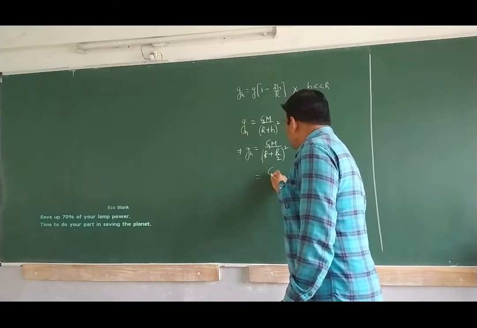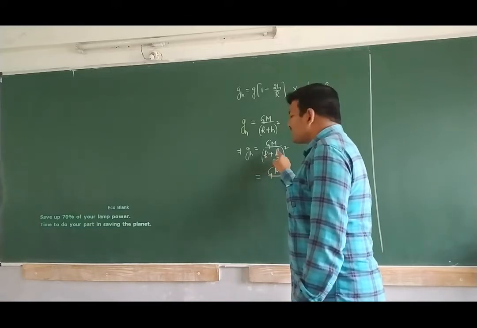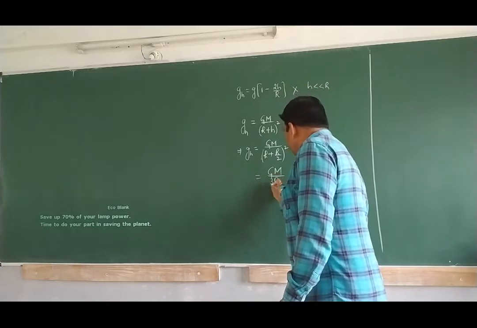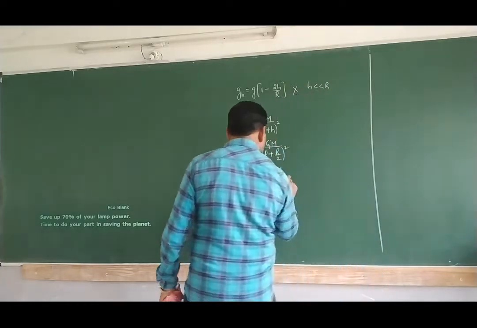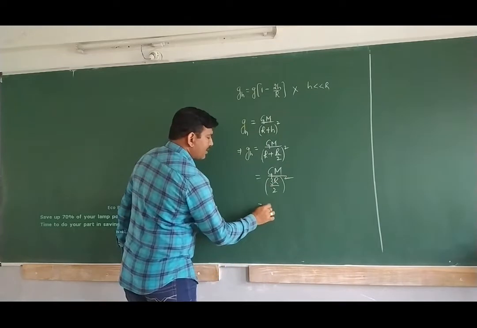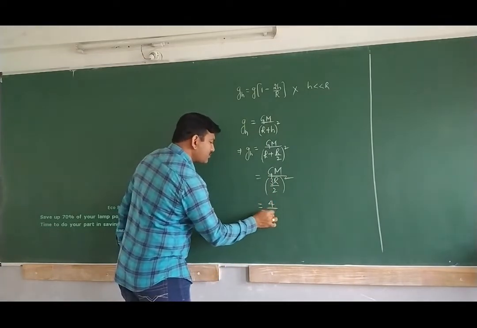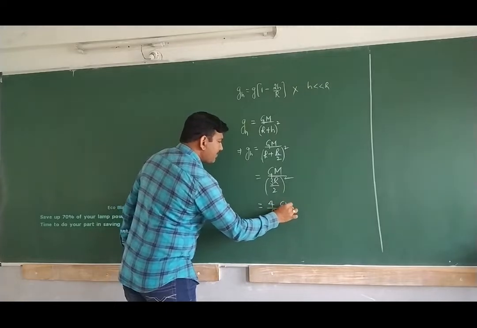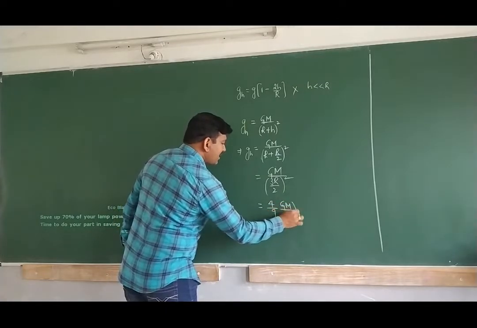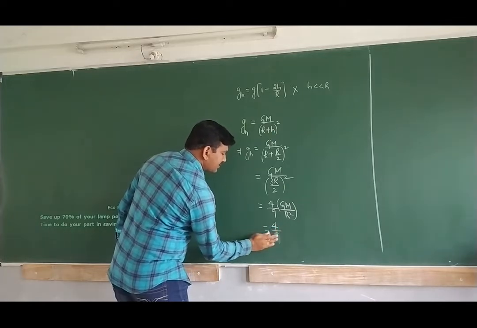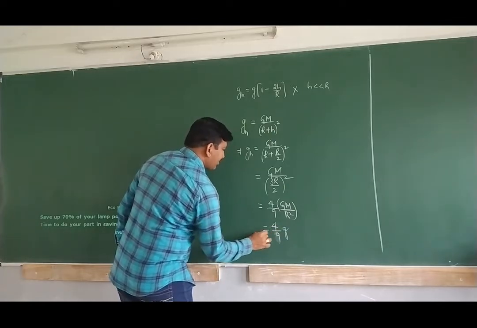So this is GM divided by (R + R/2), which is 3R/2, whole square. 3/2 whole square is 9/4. The 4 goes up, so 4/9 into GM/R². GM/R² is nothing but the acceleration due to gravity on the surface of the earth. Yes or no? This is g_h.